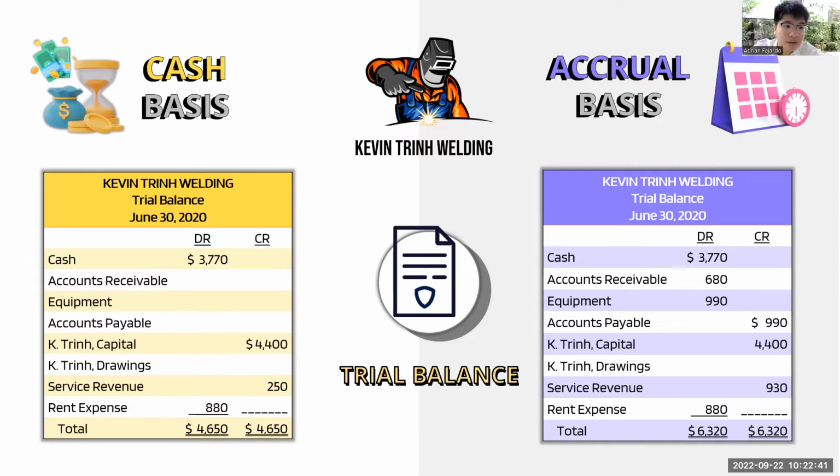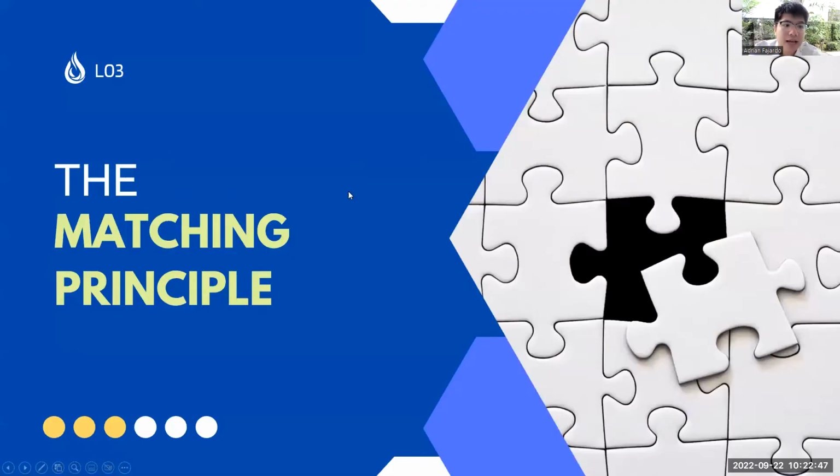And in order to support this, the next concept before we dive into the journal entries that we need to understand is the matching principle. Another reason why accrual basis is the preferred and the only method allowed under generally accepted accounting principles and IFRS is because of what we call the matching principle, right?